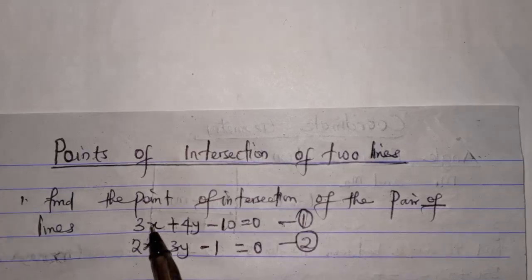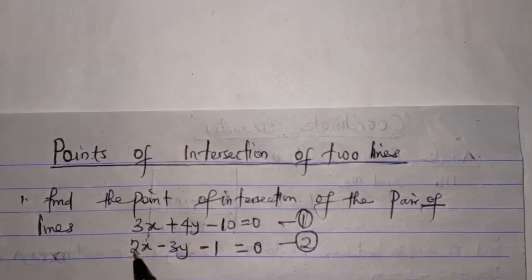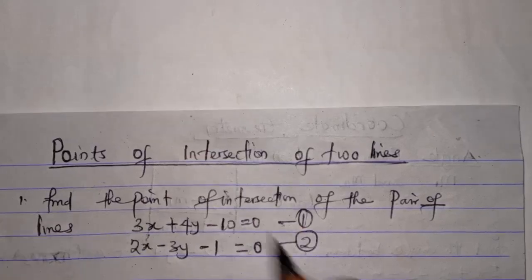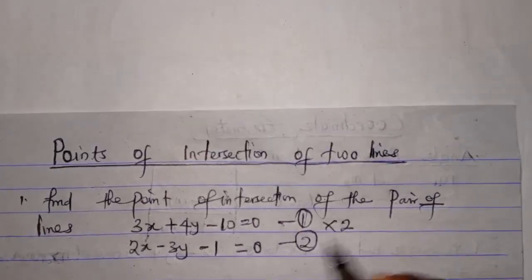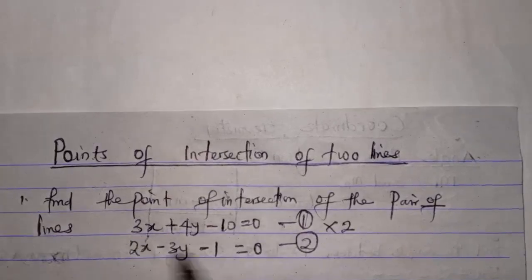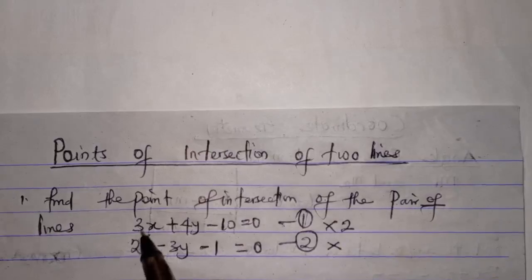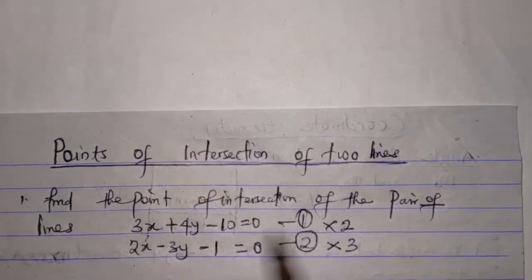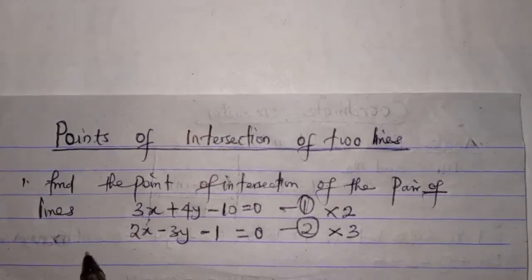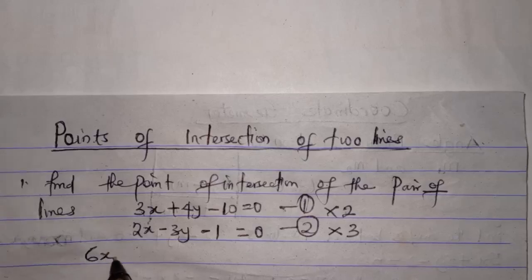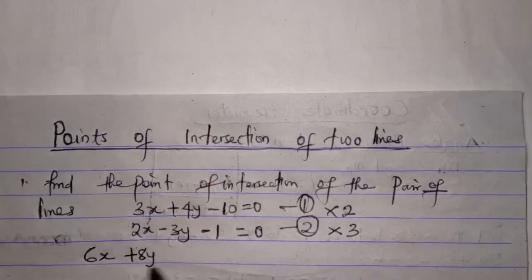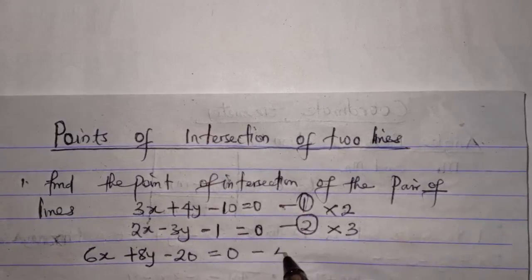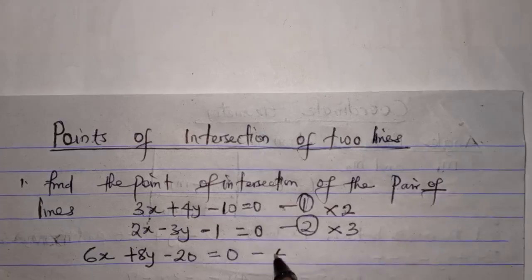Here, x has a coefficient of 3. Here it is 2. So I can make them the same by multiplying this one by 2, so that I will have 6 here, and multiplying this one by 3, so that I will also have 6 here. If I multiply equation 1 by 2, I'll have 6x plus 8y minus 20 equal to 0. This is a new equation, equation 3.